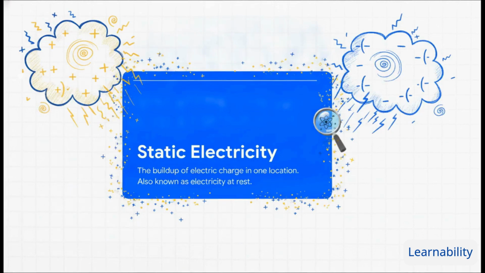So, what exactly is it? Static electricity is simply the buildup of electric charge, either positive or negative, in one specific location. Scientists actually call it electricity at rest, but don't let that serene little phrase fool you. To create this so-called rest, an absolutely staggering amount of hyperactive invisible motion has to happen first.